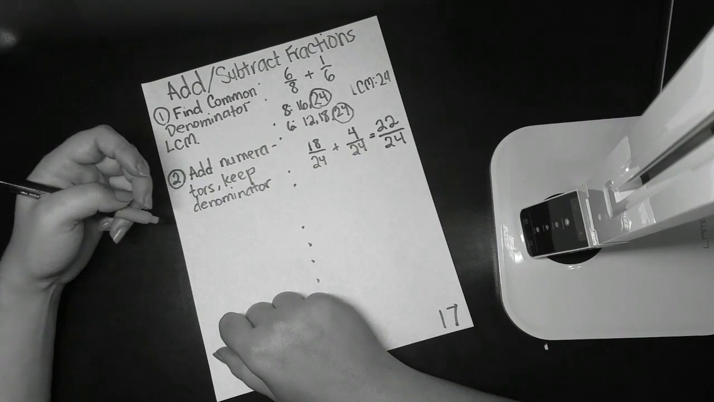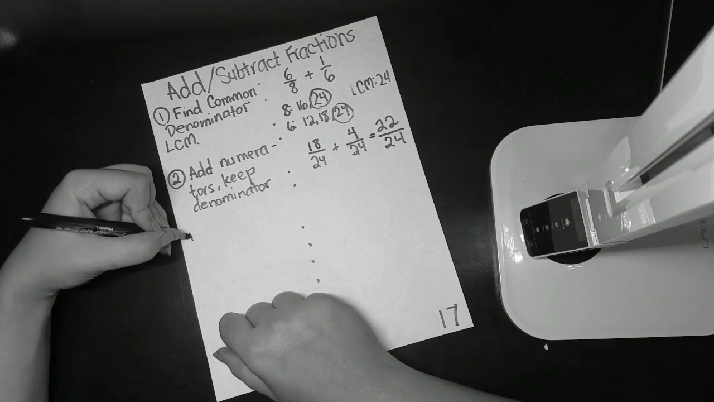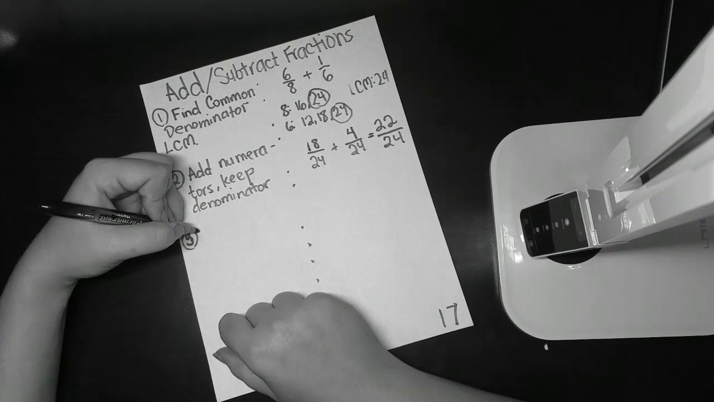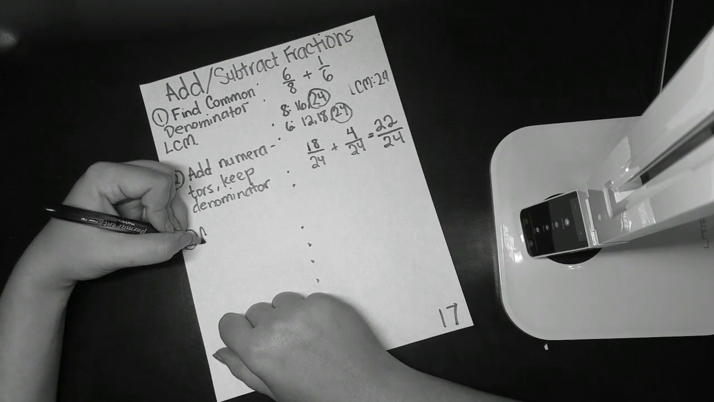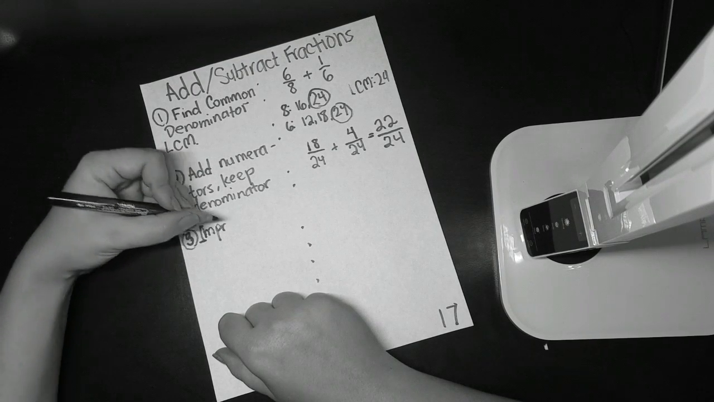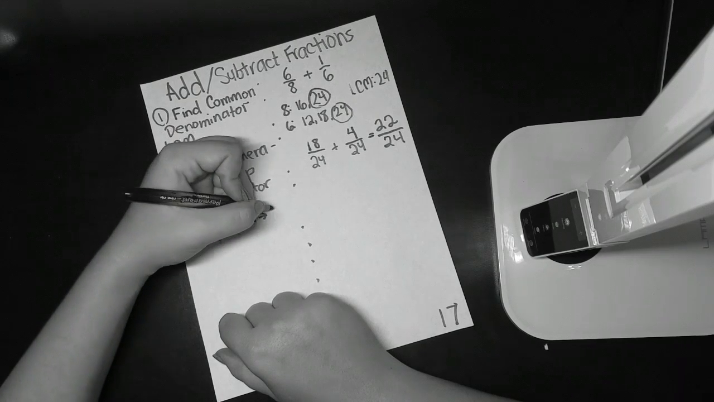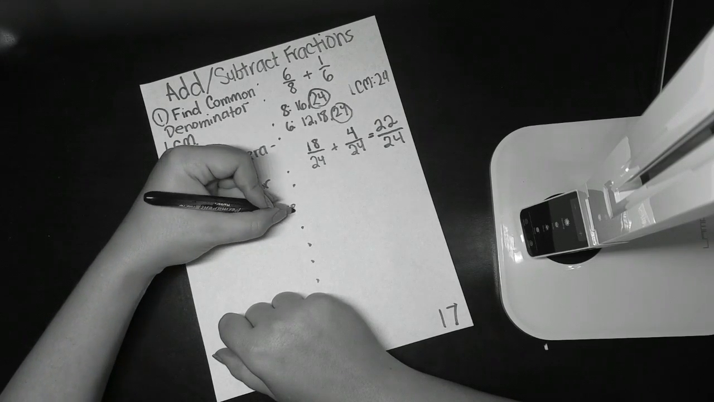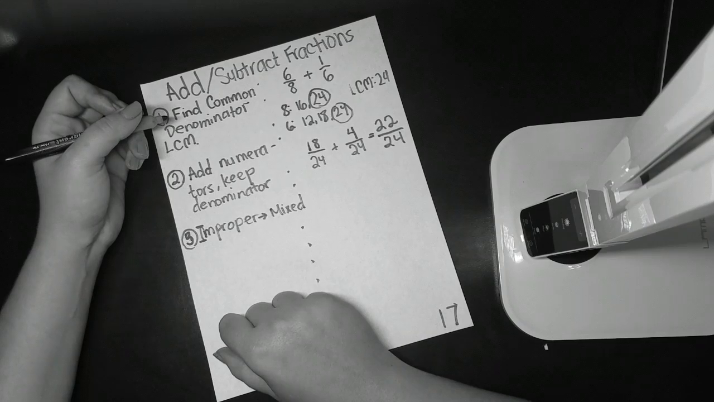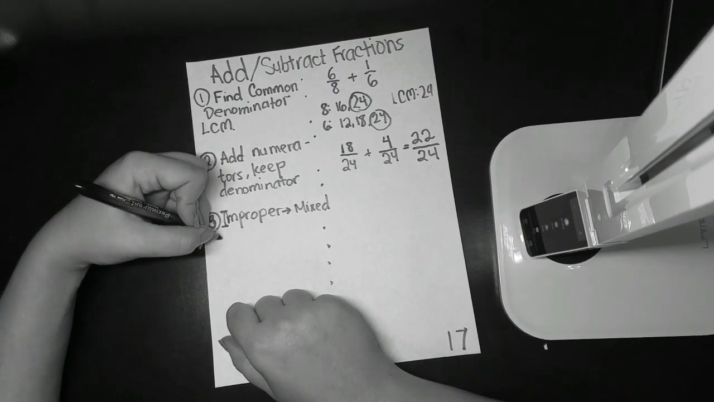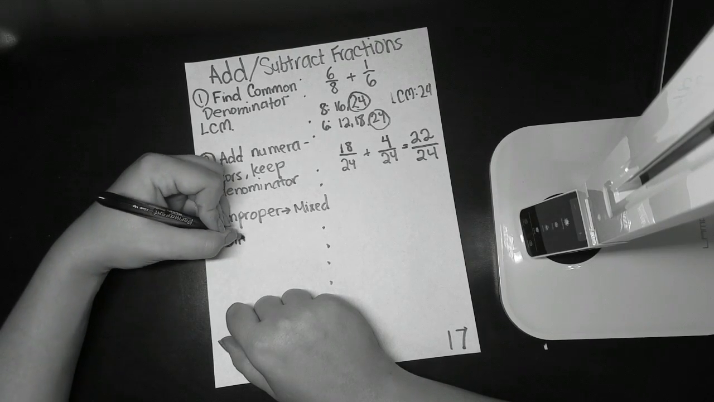You can guess that always step 3, excuse me. Step 3 is to turn improper into mixed, improper to mixed. Okay. And in our case, we have a proper fraction, so then we just simplify.